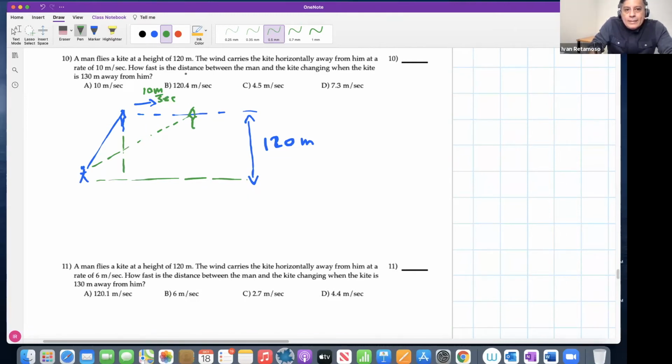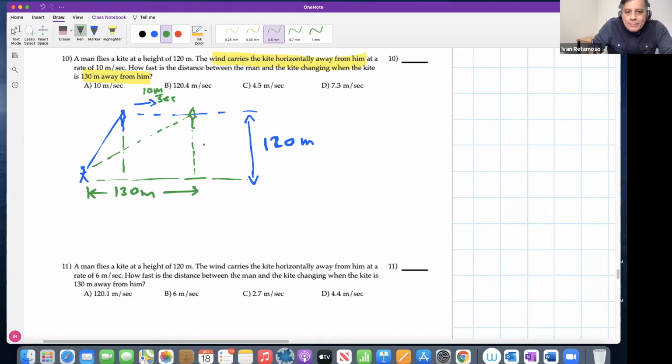Now, how fast is the distance between the man and the kite changing when the kite is 130 meters away from him? Look, I want you to pay attention to it. 130 meters away from him. And the wind carries the kite horizontally away from him, right? So basically they are asking how this distance between the kite and the man is changing when the kite is 130 meters away from him. Very good. All right, let's find out.